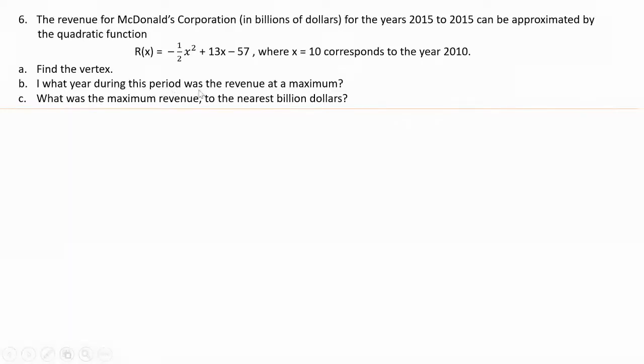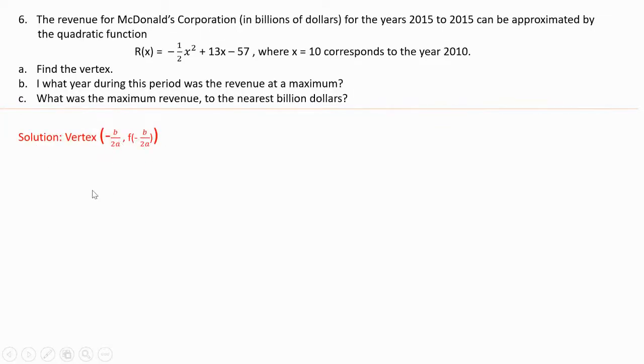So now they want you to find the vertex. In what year during the period was the revenue at a maximum, and what was the maximum revenue to the nearest $1 billion? So here, guys, all we have to do is find the vertex. Once we find the vertex, the x part will be the year, and the y part will be the maximum revenue.